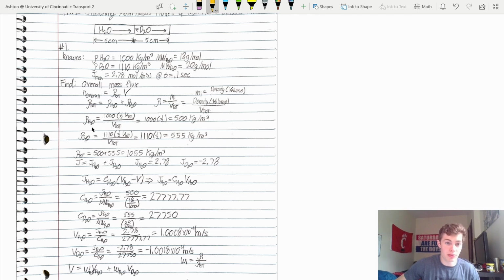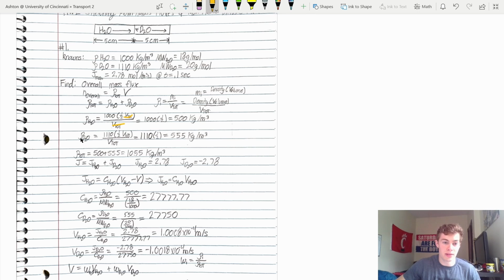Now let's look at H2O first. So we know that the mass concentration of H2O is going to be our density of H2O, which is 1,000 kilograms per meter cubed, times 1/2 V total, since we know that water occupies half of the capillary tube, which is going to be half of the volume. We can actually cancel out our volumes here, which is going to be equal to our 1,000 times 1/2, which is going to be 500 kilograms per meter cubed.